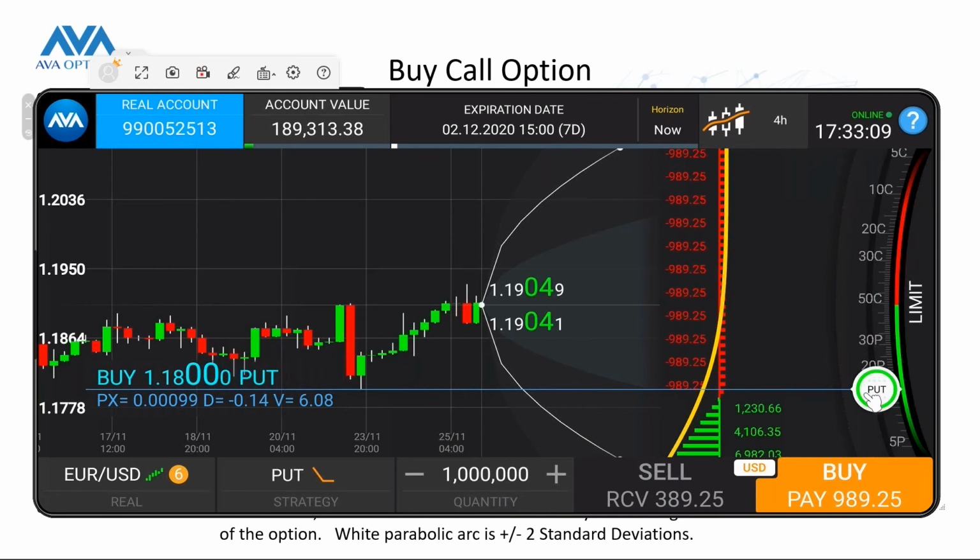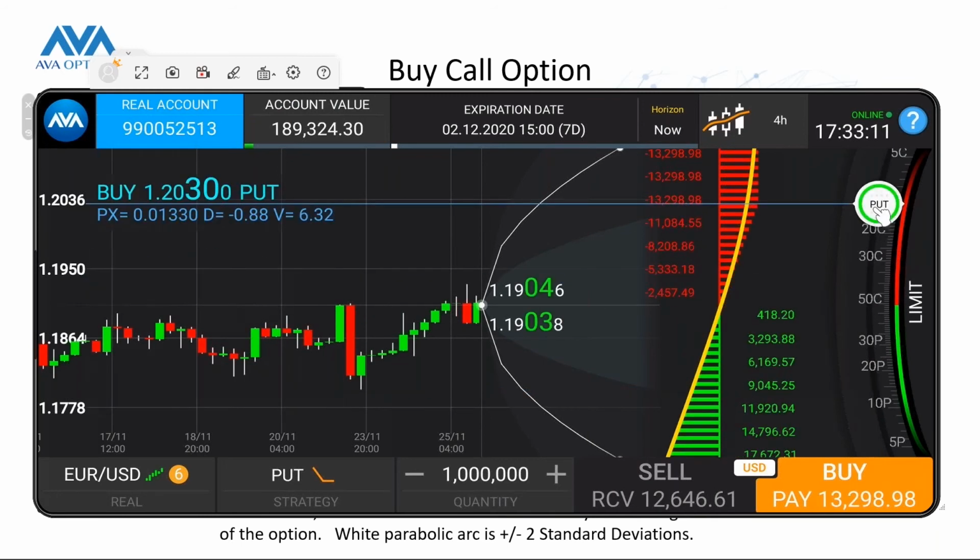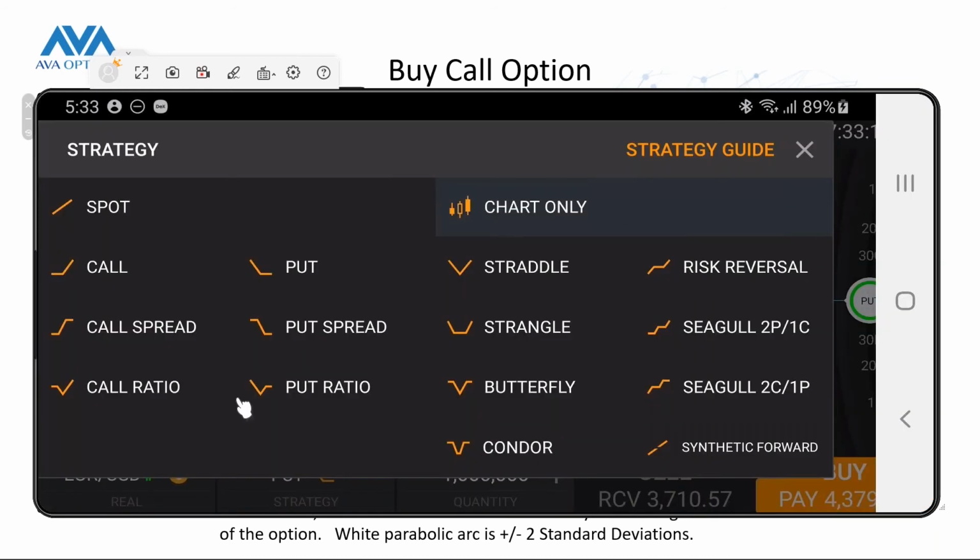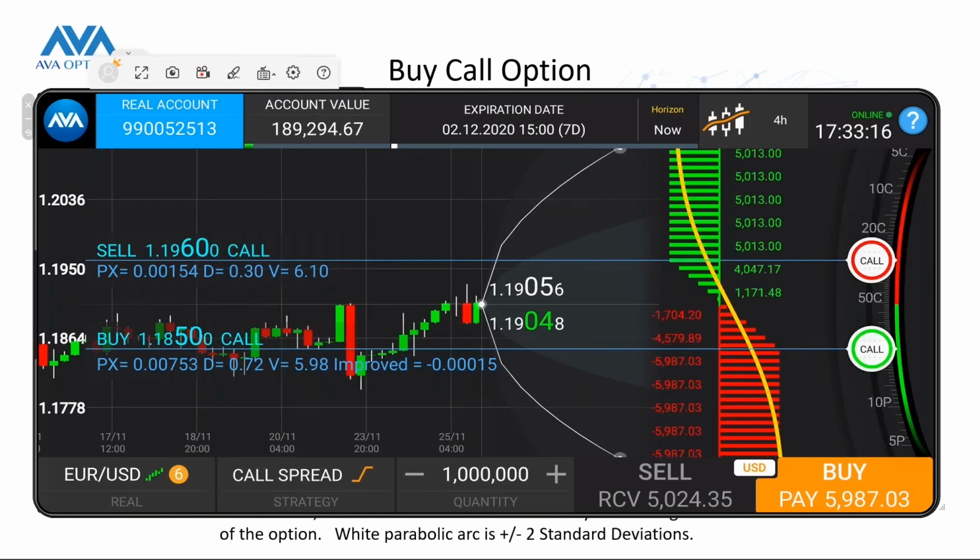Cheaper put, more expensive put. Let's look at a different strategy, like a call spread. In a call spread, I'm buying one call and I'm selling the other call. So I'm going to buy a call at 118.50. I'm going to sell a call at 119.60.